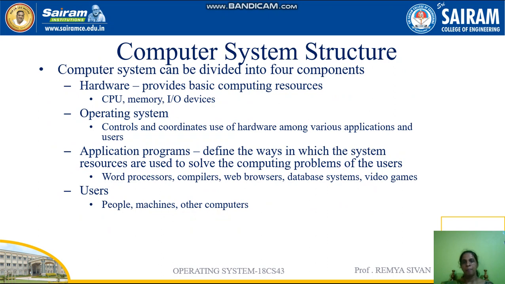Computer system structure. A computer system can be divided into four components. Those are hardware, operating system, application programs, and users. Users are people, machines, and other computers. Application programs can be defined as the way in which the system resources are used to solve the computing problems of the users. Examples of application programs are word processors, web browsers, database systems, video games. And hardware are the basic computing resources, for example, CPU, memory, and I/O devices. The operating system controls and coordinates use of hardware among various applications and users.